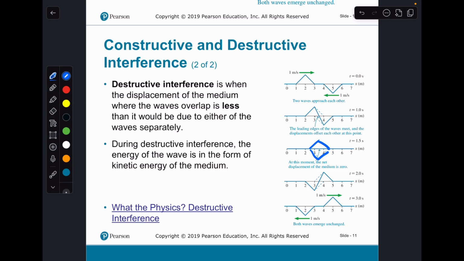Nothing has changed. This is still a negative wave pulse moving to the left, and this is still a positive wave pulse moving to the right. So this is called destructive interference, where the waves overlap and their displacement is less than either individual displacement.